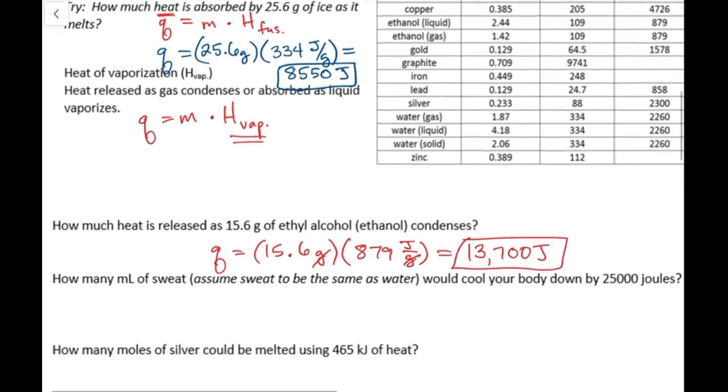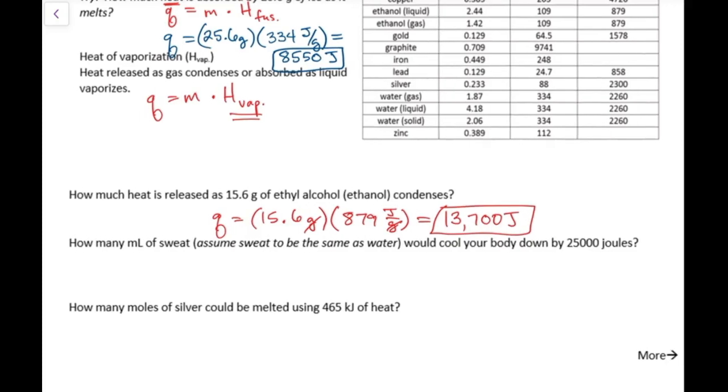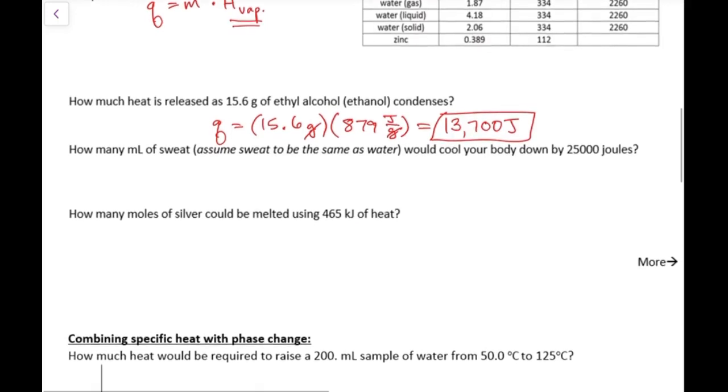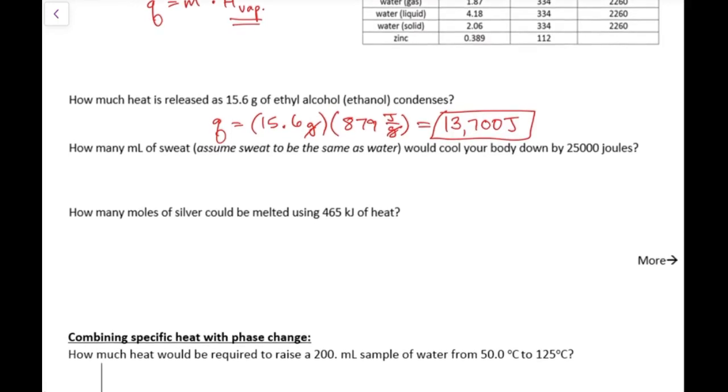All right. We'll go over the question about sweat there, the next one, in a little bit, or I'm sorry, in class. And then also the next question about melting silver. We'll do that one in class.